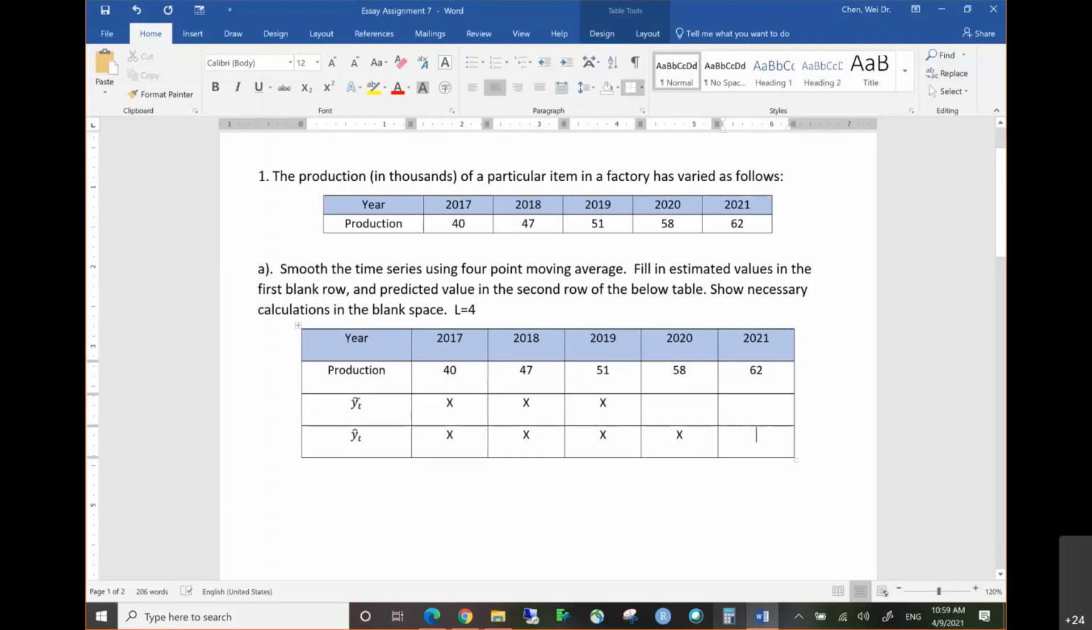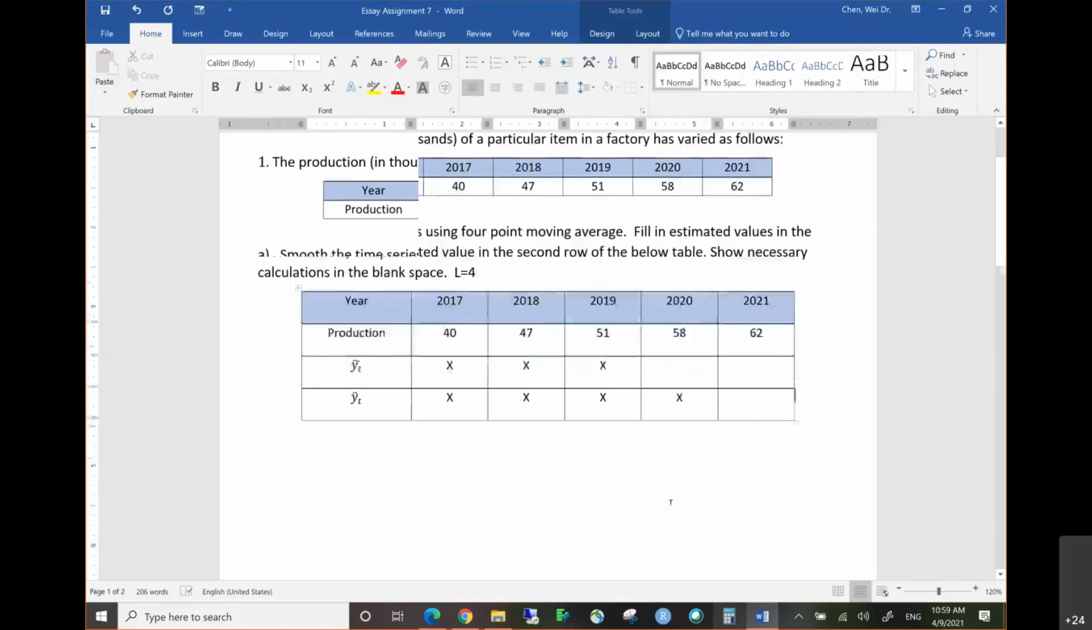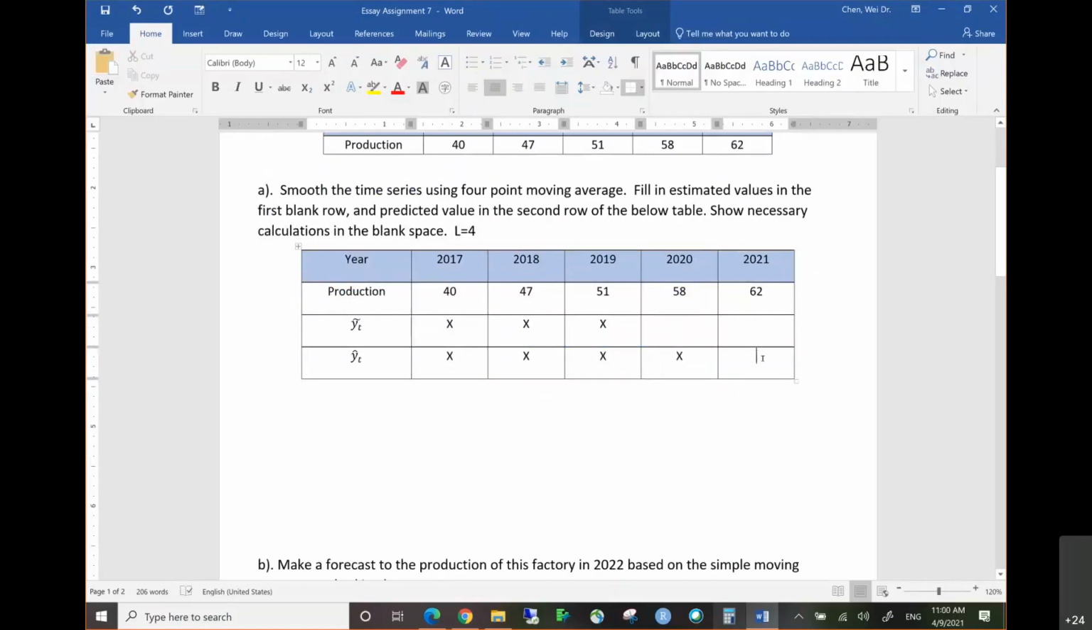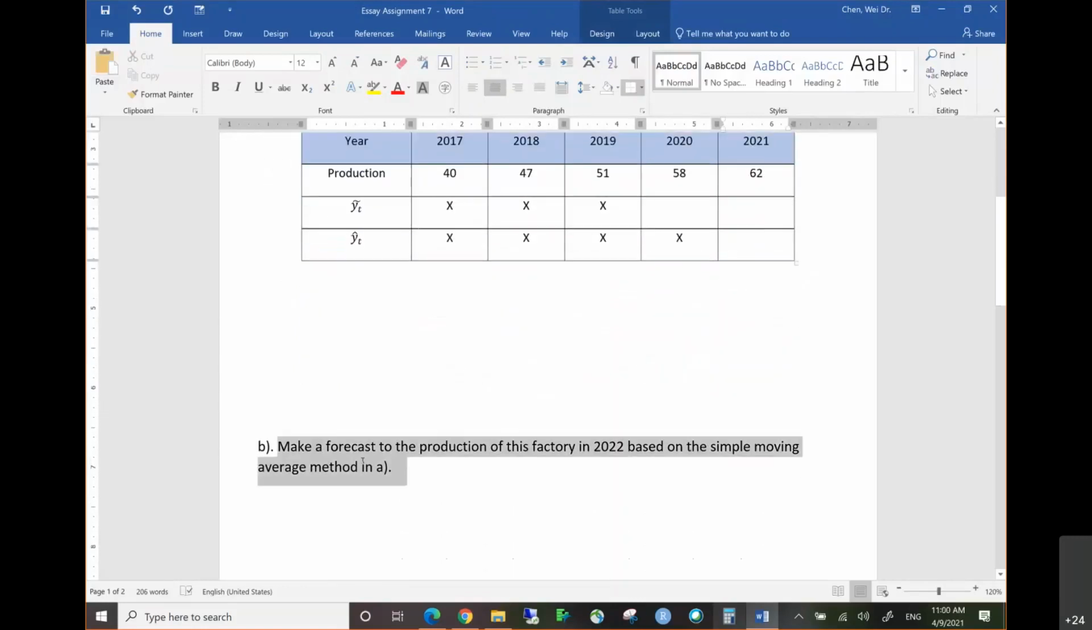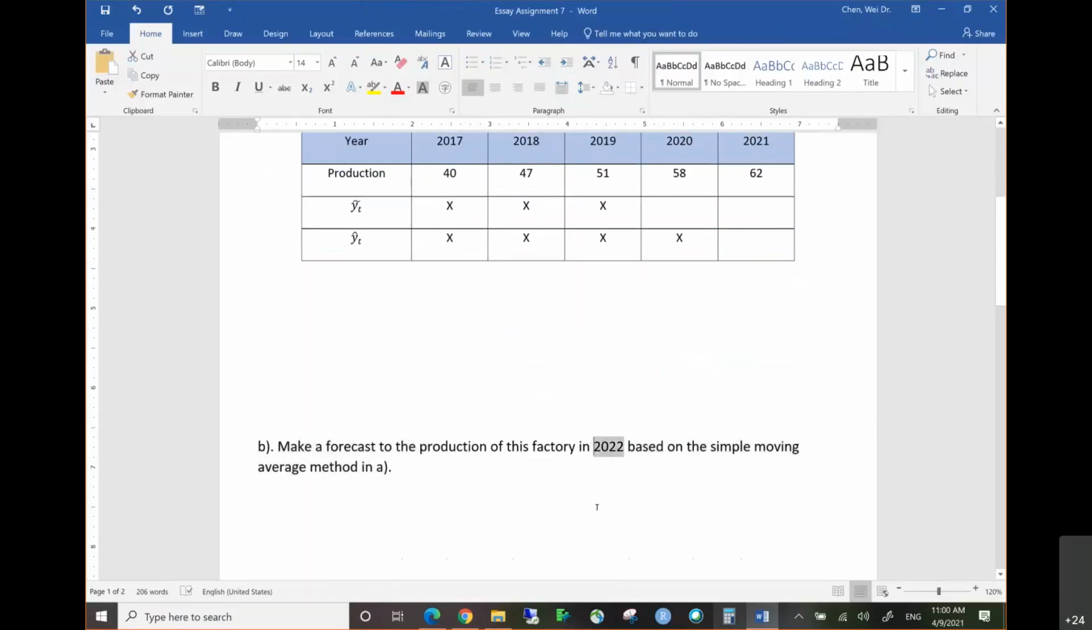And then you have one more predicted value for 2022, because you have the estimated value for 2021. So for the 4-point moving average method here, you have 2 predicted values, one for 2021 and one for 2022. But in this table you only have one, so that is why I have another question asking about the predicted value for 2022.